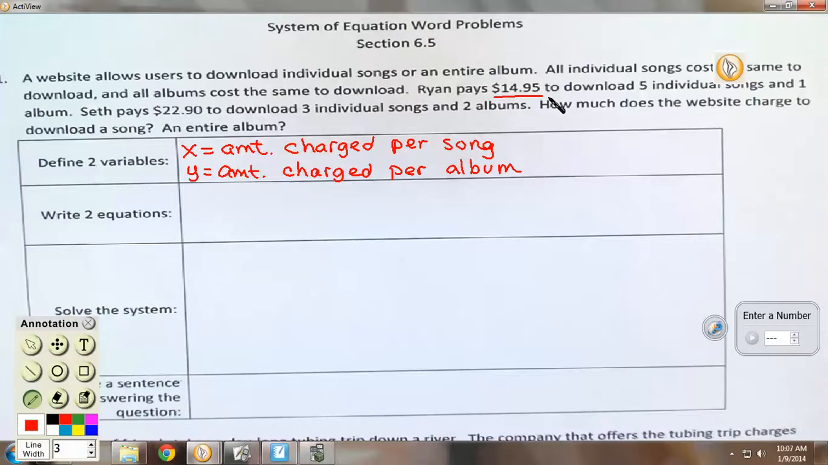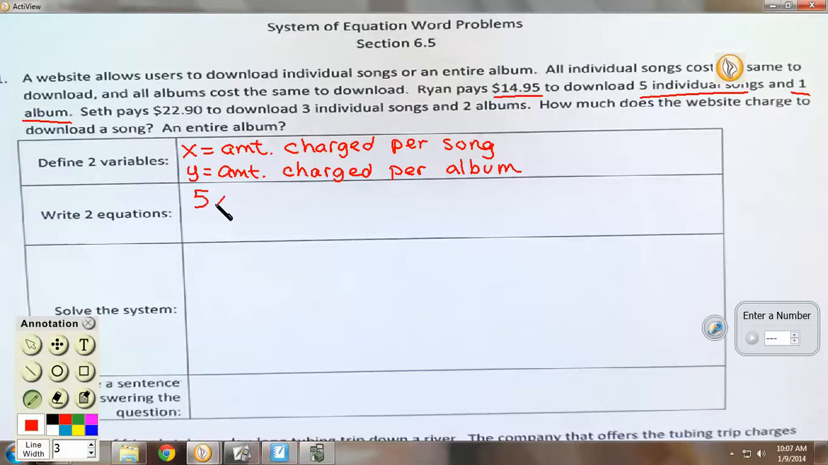He paid $14.95 in total for 5 songs and 1 album. Well, how much does each song cost? Just trying to figure out. What do we write? Amount charged per song. What is the amount charged per song? X. So if he purchased 5 songs, how could we figure out how much total money he spent just on songs? 5x. 5 times the amount per song.